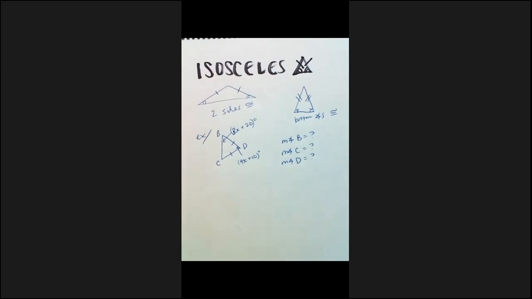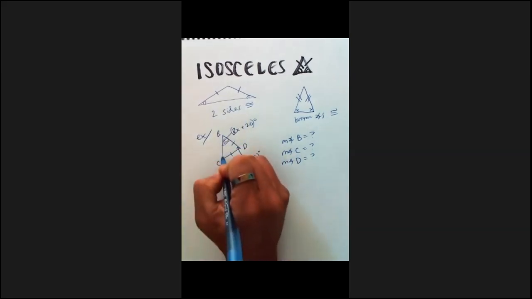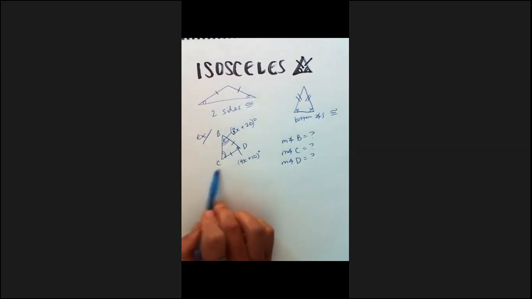For our first example, we're actually going to want to solve for the degree measure of each angle in this triangle, in this case being angle B, C, and D. The first thing that we can see is that we don't have values for any of them. So what I would do first is see that this is an isosceles triangle, and I would immediately tell myself that angles B and D are equal to each other. So regardless of the fact that you're not given anything for C, you know that C is also 3x plus 20.